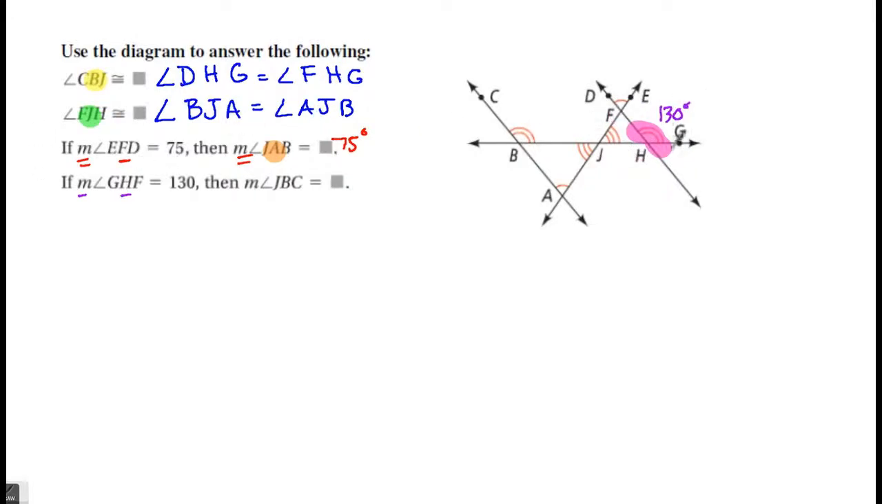Then the measurement of JBC. So we got to look for JBC. All right, here's J, here's B, here's C. They're talking about this one. So you can see with the two little swoosh lines that these angles are the same. So therefore, this angle has to also measure 130 degrees. So the answer is 130 degrees. Okay. All right. Let's move on to the next one.